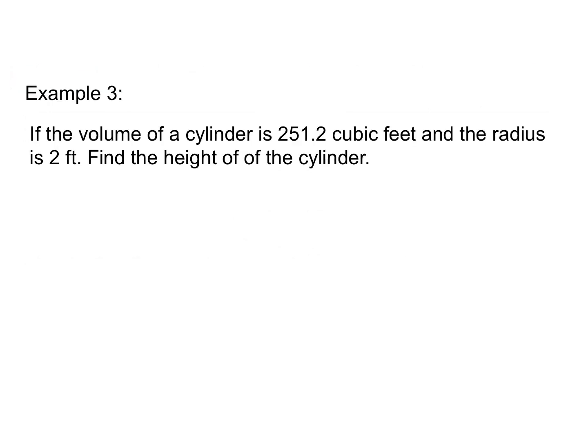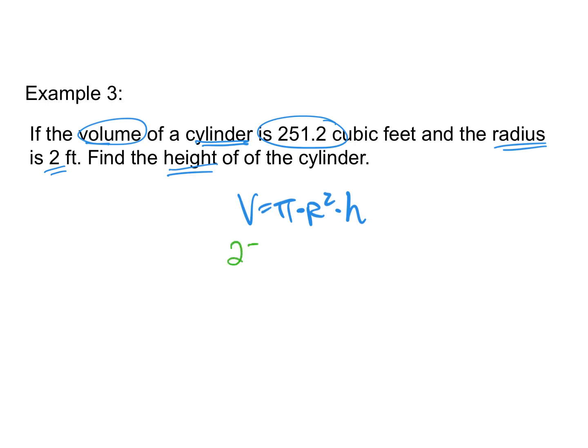All right, so let's kind of remind us about what we did on Friday with our spheres. So again, our volume of a cylinder, so we need to know that, is 251.2 cubic feet. We have a radius of 2, and we're trying to find the height. So for a cylinder, V equals pi times radius squared times height. All right, and then our volume is 251.2 equals, we still have our pi. Our radius was 2, so we're going to have 2 squared times height.